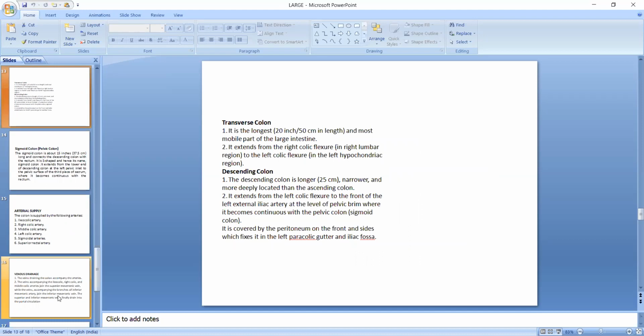Transverse colon is the longest and most mobile part of the large intestine, and it extends from the right colic flexure to the left colic flexure. The descending colon is longer, narrower, and more deeply located than the ascending colon. It extends from the left colic flexure to the front of the left external iliac artery at the level of the pelvic brim, where it becomes continuous with the pelvic colon. It is covered by the peritoneum on the front and sides, which fixes it in the left paracolic gutter and iliac fossa.